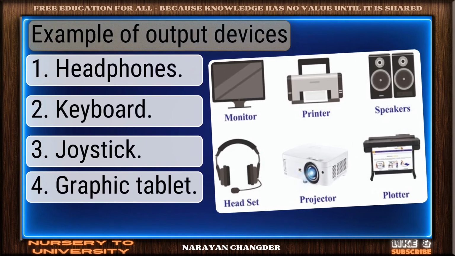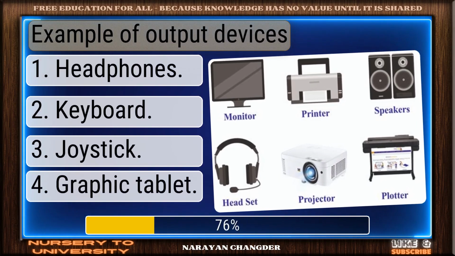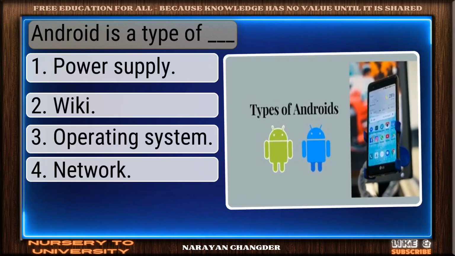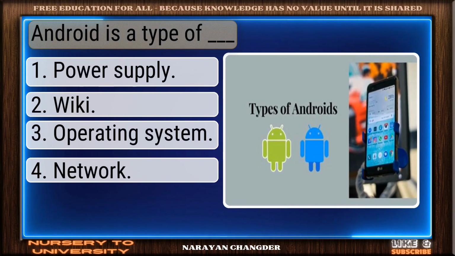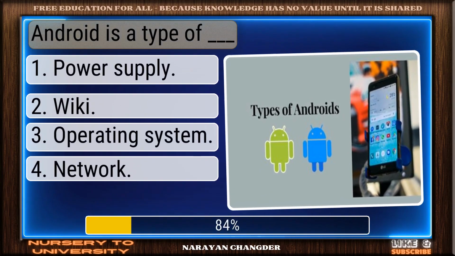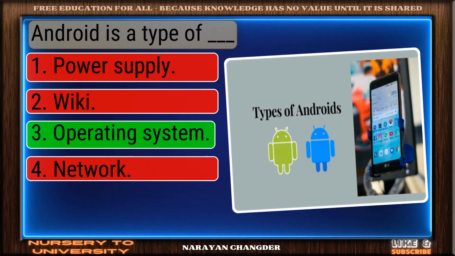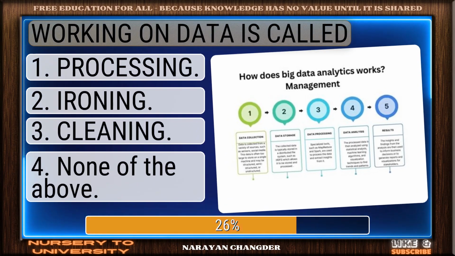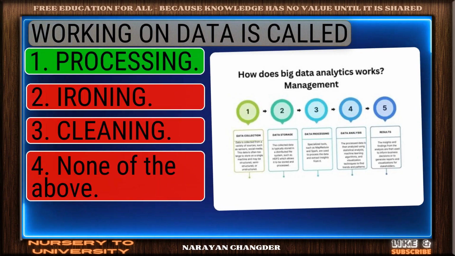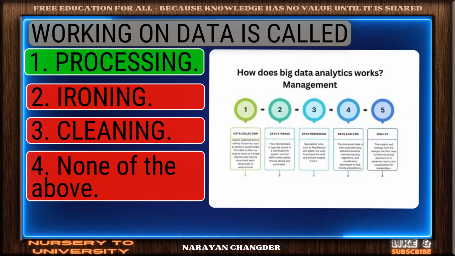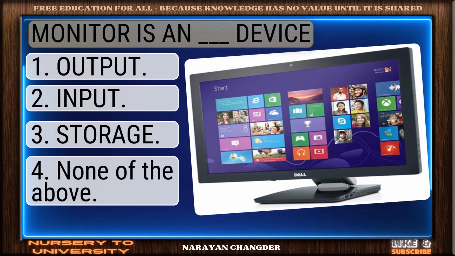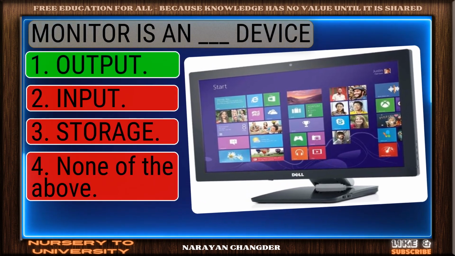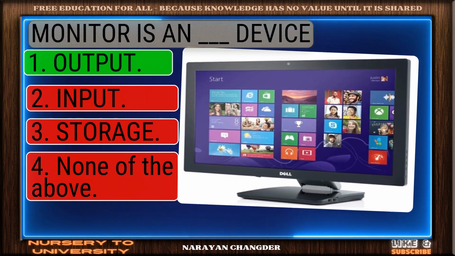Example of output devices? Nice selection. Headphones is correct. Android is a type of dash? Nice work. Operating system fits perfectly. Working on data is called? Well-reasoned. Processing is correct. Monitor is a dash device? Smart move. Output is accurate answer.